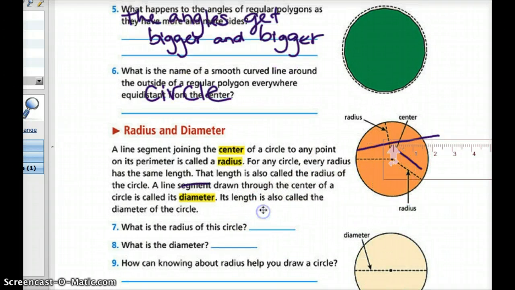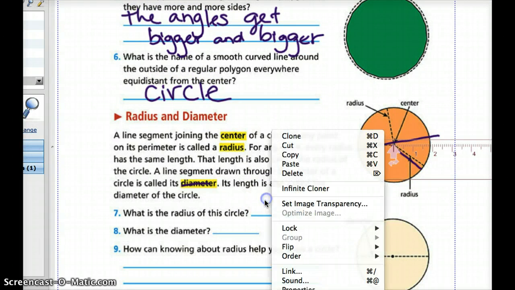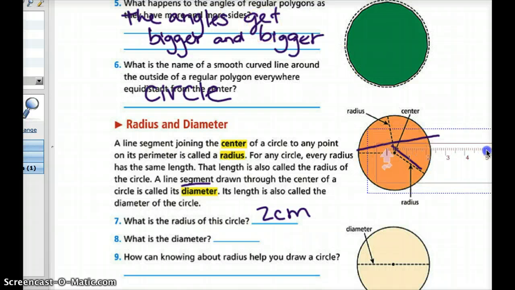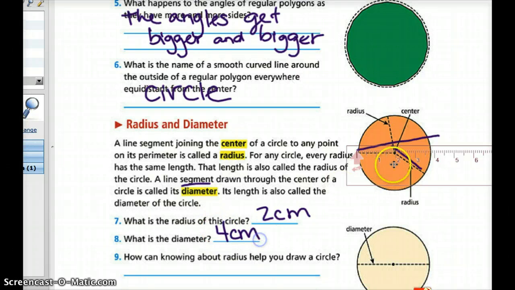So we're going to write 2 centimeters. The diameter is all the way across. So if I take my ruler and I go all the way across, that is just about 4 centimeters, which makes sense because this radius going that way and that radius going that way should equal this 2 times that, so that would be 4.